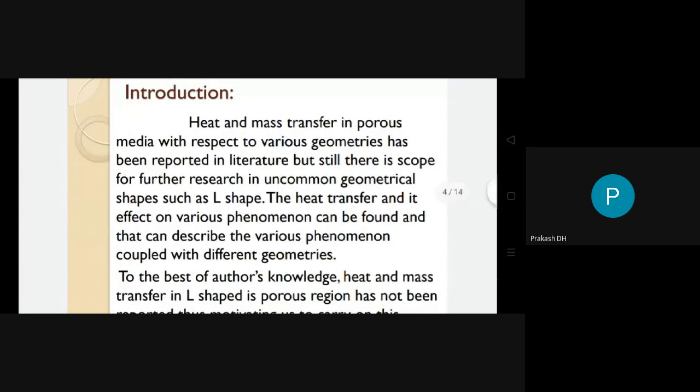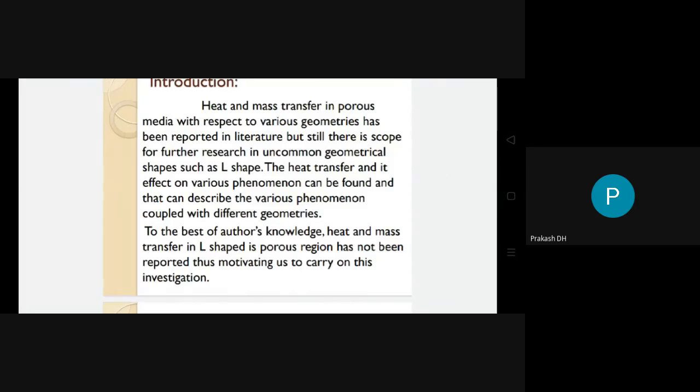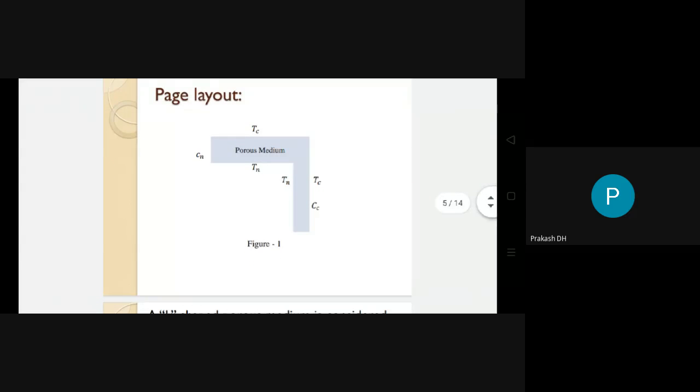Introduction: heat and mass transfer in porous media with respect to various geometries has been reported in the literature, but there is still scope for further research in uncommon geometrical shapes such as the L shape. The heat transfer and its effect on various phenomena can be found, and that can describe the various phenomena coupled with different geometries. To the best of the author's knowledge, heat and mass transfer in an L-shaped porous region has not been reported, thus motivating us to carry out this investigation. This is my diagram: the L-shaped porous medium.